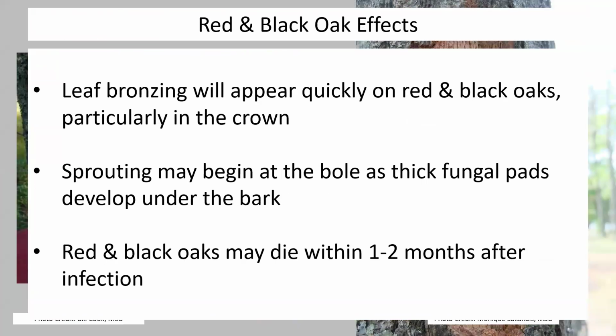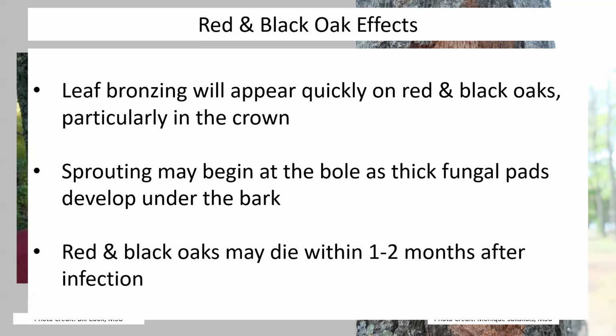So in red and black oaks, that leaf bronzing is going to appear very, very quickly in the crown. That is where you are going to look for the initial effects, in the crown and the tops of the trees. Sprouting is going to begin in the lower portion of the trunk. So you're going to get adventitious growth at that portion because there is now a thick fungal pad that will develop under the bark of the tree as the infection grows.